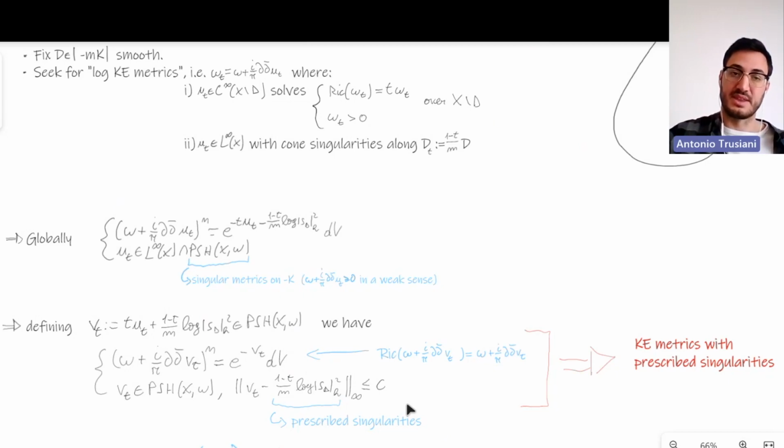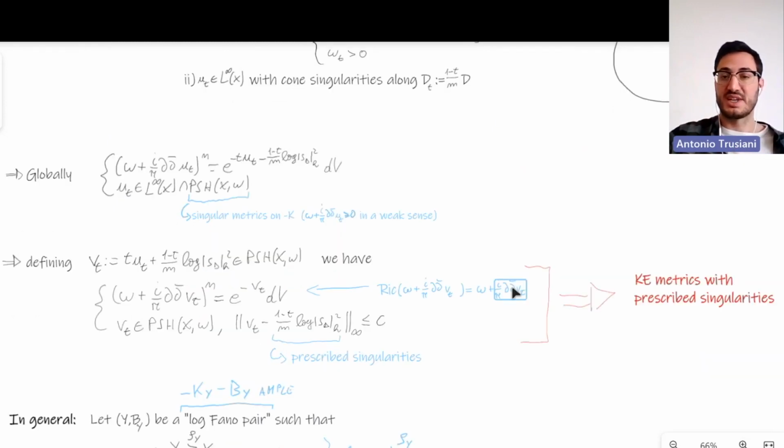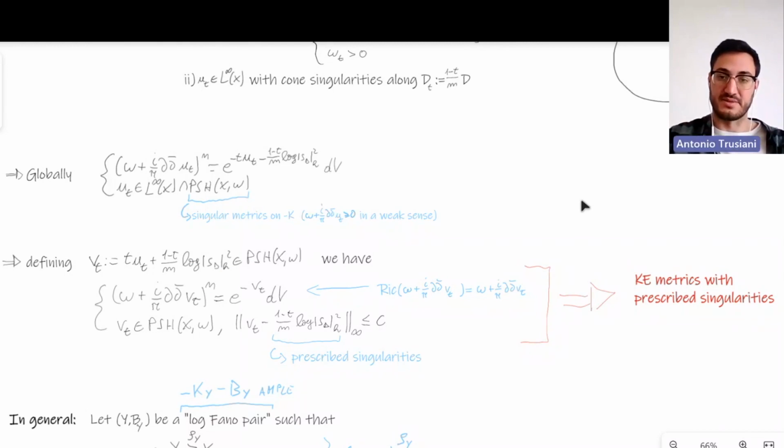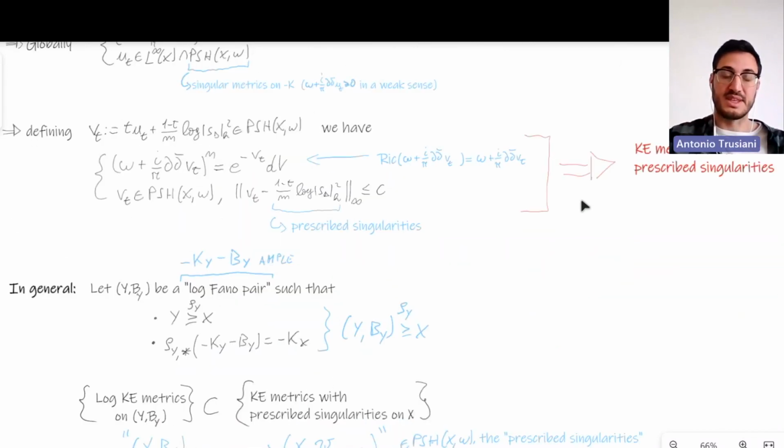This was the main topic of my PhD. And the upshot of all this small digression is that in general, you can study log Kähler-Einstein metrics, but you can translate the log Kähler-Einstein metric into a Kähler-Einstein metric with prescribed singularities. So this is a bigger set of special metrics if you want. Indeed, in general, you can do the same when you consider any Y above X.